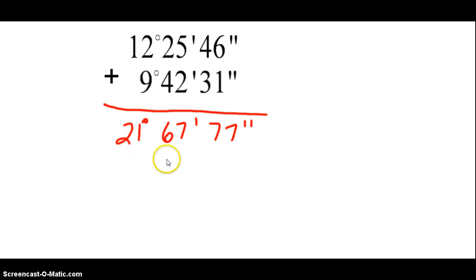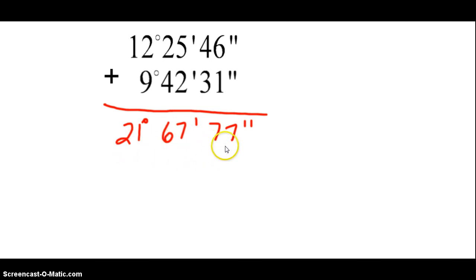Now, we have to simplify. Okay, so think about your time, right? So if I said a movie was 90 minutes, in your mind you could convert that to 1 hour and 30 minutes, right? Because there's 60 minutes in 1 hour. Well, there's 60 seconds in 1 minute, and there's 60 minutes in 1 degree.